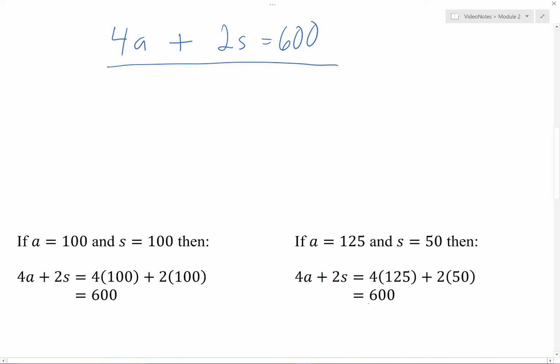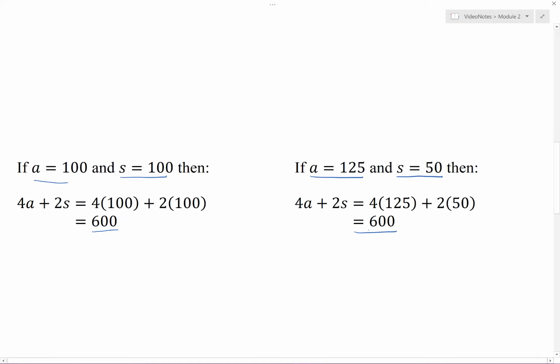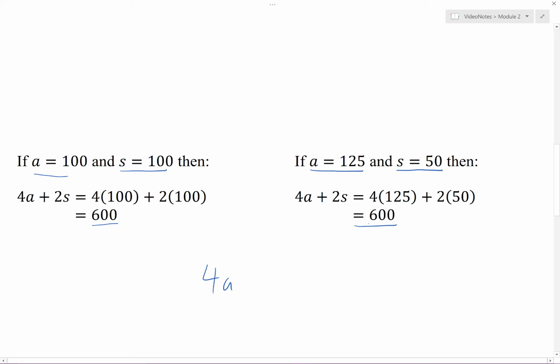Now, as an example, if the club sells 100 adult tickets and 100 student tickets, then they will earn $600 total. Similarly, if they sell 125 adult tickets and 50 student tickets, they will again earn $600. Now, in order to see all of the possible combinations, we can graph the relationship using the formula 4A plus 2S is equal to 600.